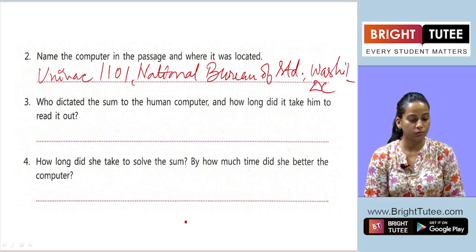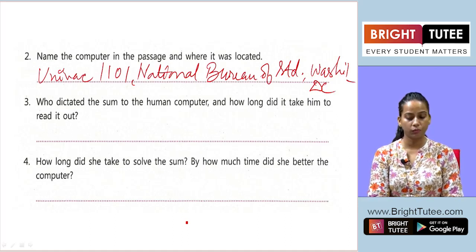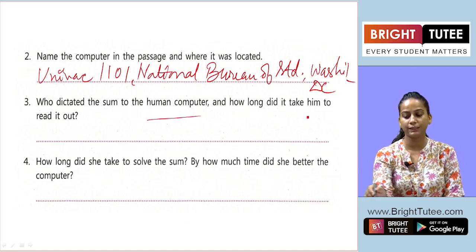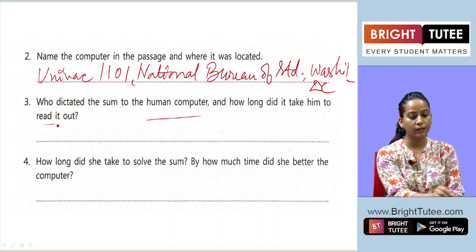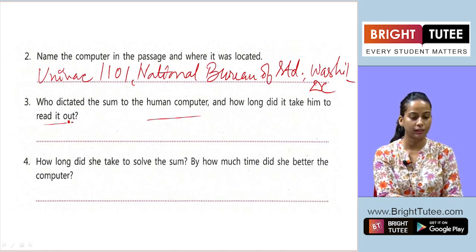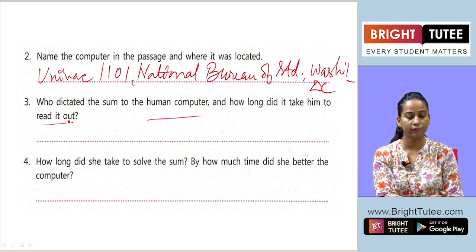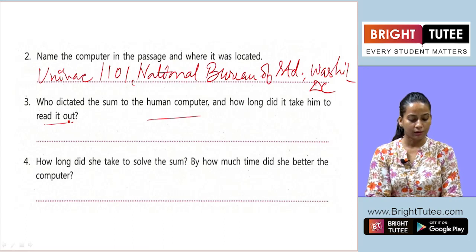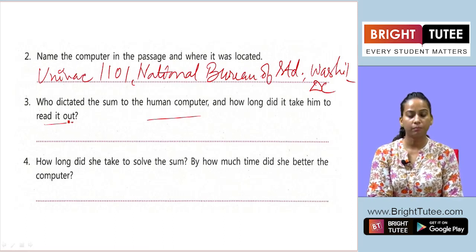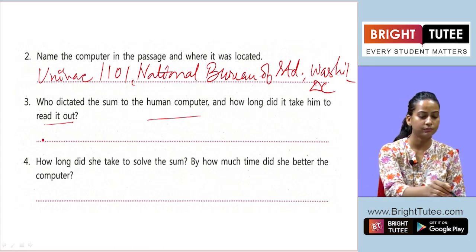Then the third one: who dictated the sum to the human computer and how long did it take him to read it out? In question number three they have given two parts. Who dictated the sum to the human computer? So who was the one who dictated? That is Mr. Myron Ginsburg. Mr.